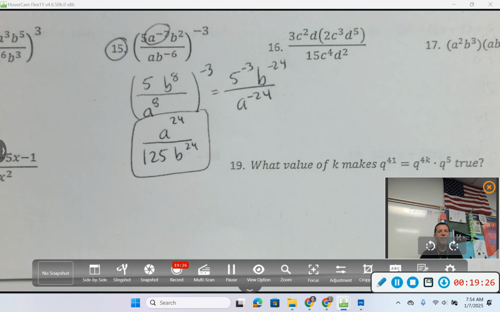Jack, did you figure out 19, or we need to look at that? Okay. Anybody else want to look at 19? No, he's got it. No, he got it. No, Jack has it.